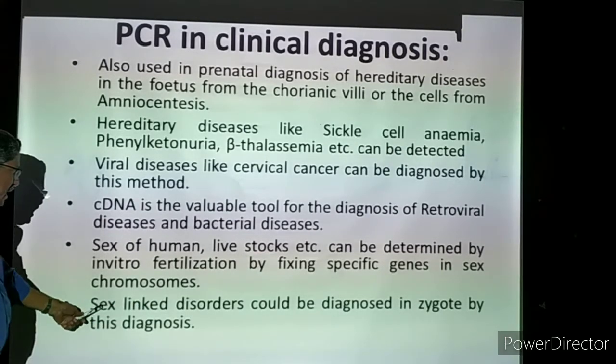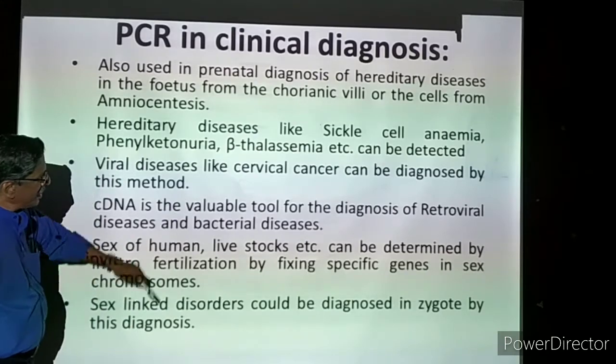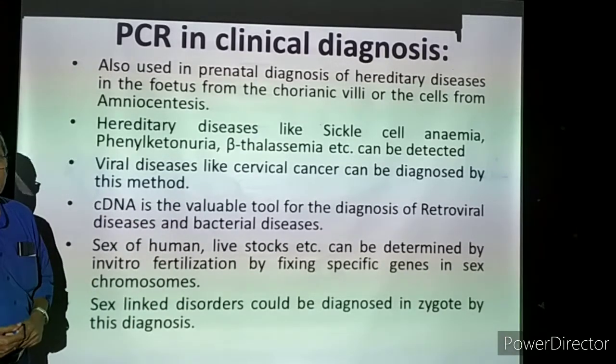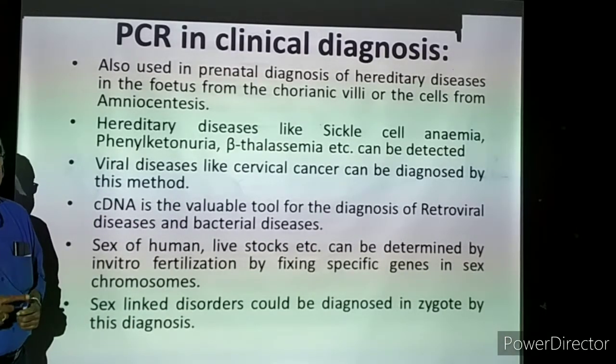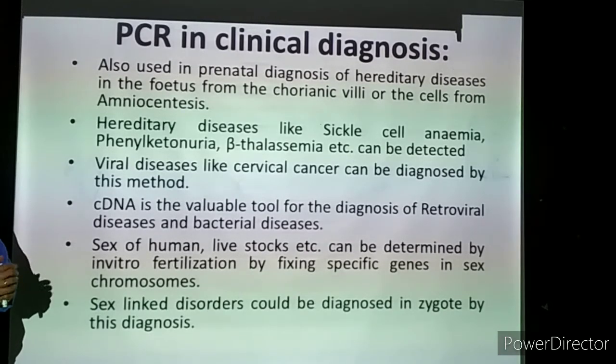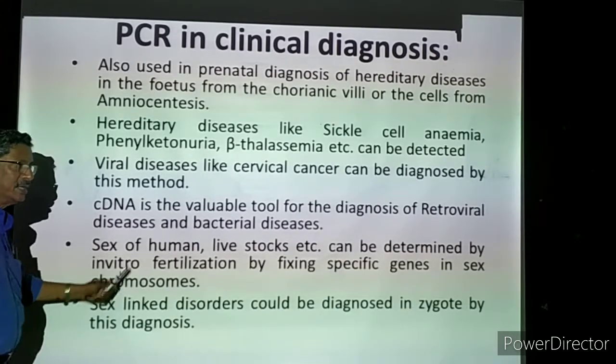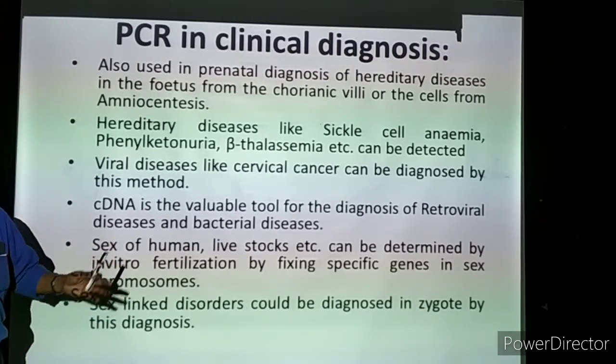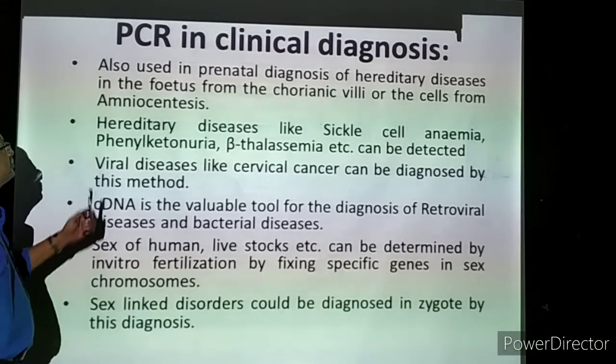Suppose sex linked disorders or any other type of hereditary disorders are there. Already we have studied gene therapy. Now the defective genes will be there. We have to remove the defective genes and keep the correct gene, then the disorder will disappear in the subsequent generations.